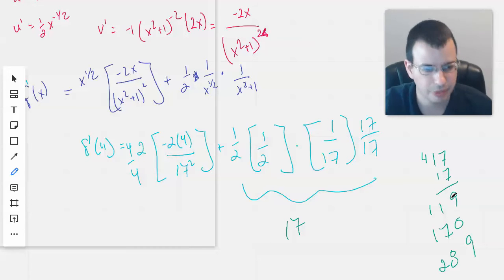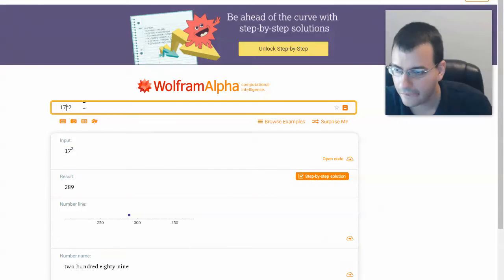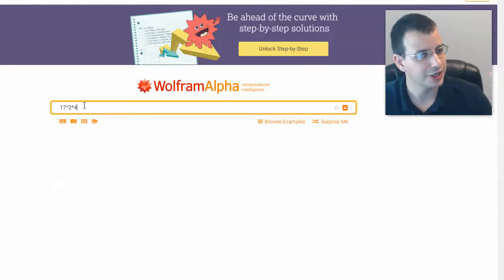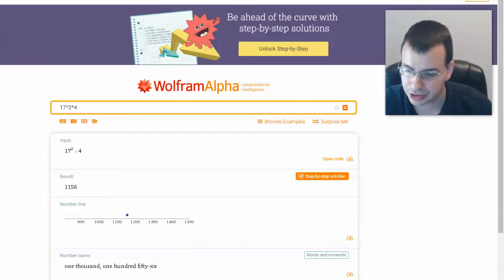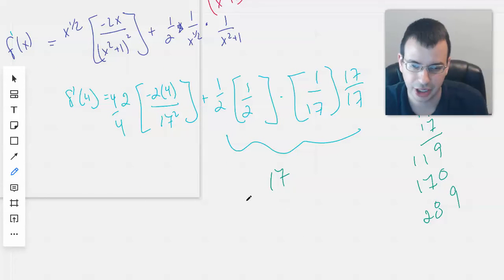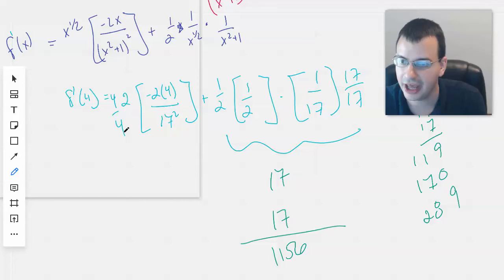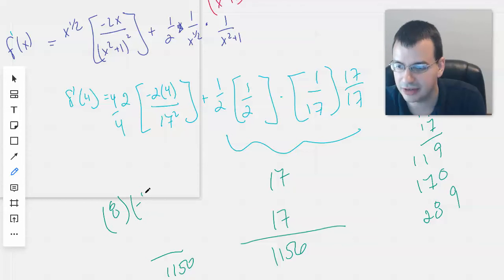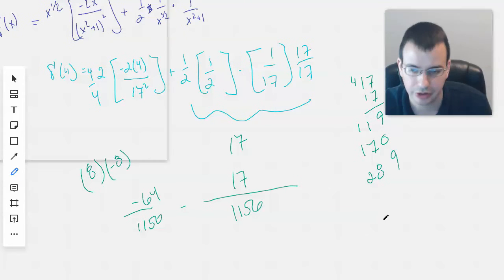Wait a second. Might as well multiply it by 4. I'm confident I could do it by hand, but not here. 1156. Okay. So we got 1156 as our denominator. 17 over 1156. And then we have 4 times 17 squared, which I already determined was 1156. And we will have 4 times 2, which is 8, times negative 8, which is negative 64.